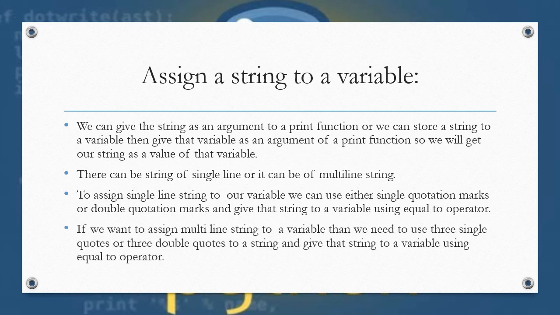Now let's think about if we want to write a paragraph. If you want to assign a multi-line string to a variable, then we need to use 3 single quotes or 3 double quotes around the string and give that string to a variable using the equal to operator. So we can store a paragraph like that in Python by using 3 single quotes or 3 double quotes.